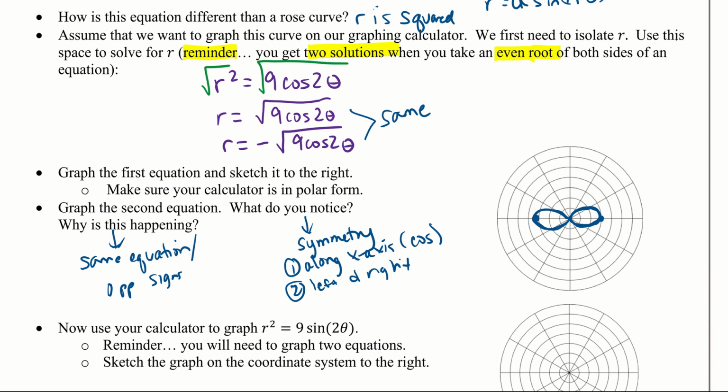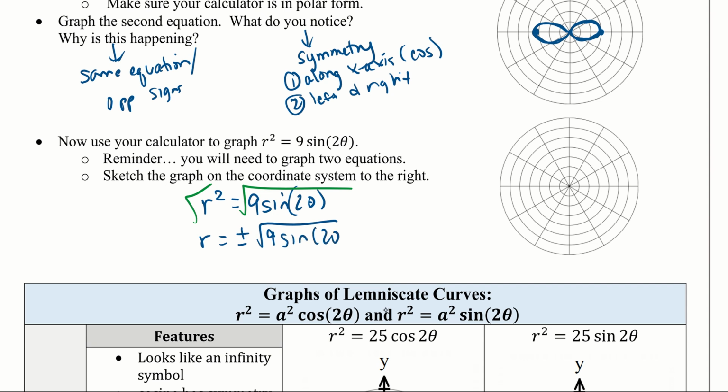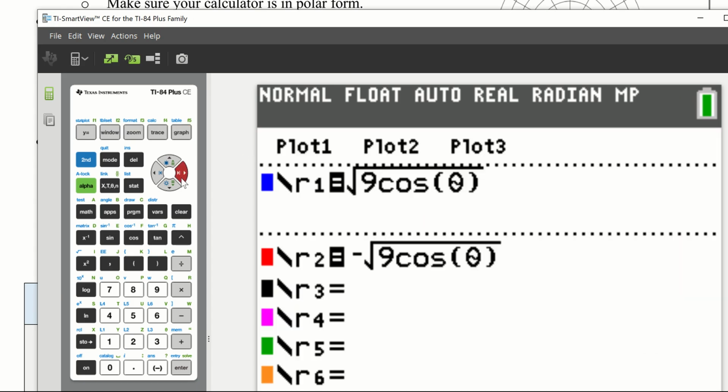Now we're going to do a sine function. So I'm going to do the same ones. I'm just going to change this to sine. If I isolate r in this equation, I would have to square root both sides. And again, I'm taking an even root, so I'm going to get 2 answers. r is plus or minus the square root of 9 sine of 2 theta would be a compact way of writing this. So if I graph this, I'm going to just change these trig functions from cosine to sine.